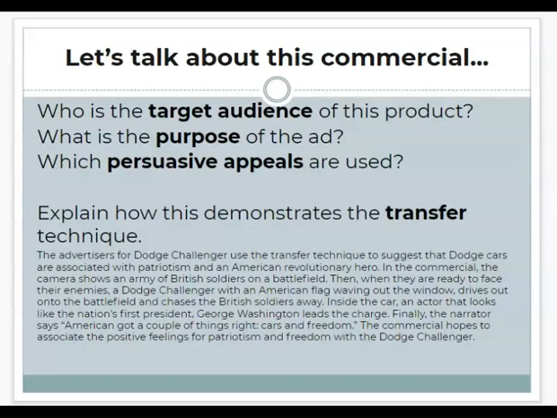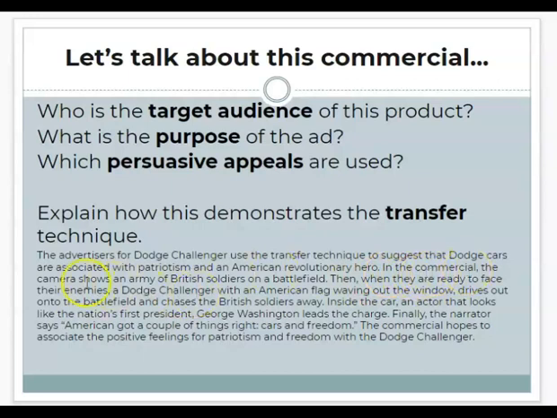So here's how you would answer this question. Pay attention, those of you who want to get all 3 points for the short answer question. So in the question, explain how this demonstrates the transfer technique. Say, the advertisers for Dodge Challenger use the transfer technique for what purpose? To suggest that Dodge cars are associated with patriotism and an American Revolutionary hero.